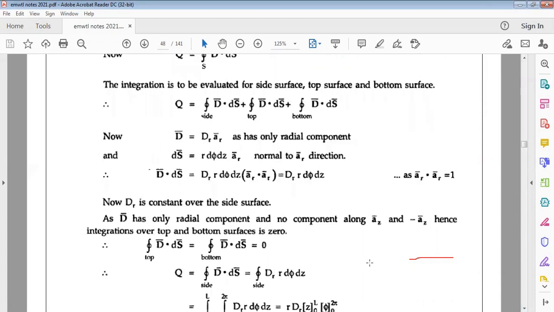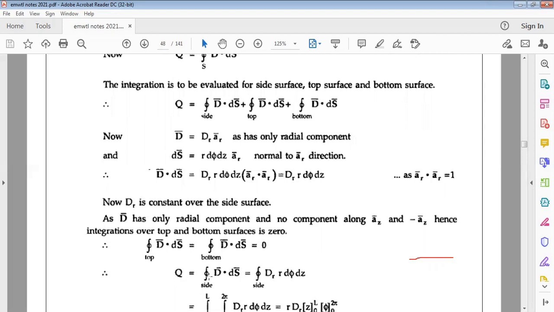Why is it 0, my dear students? Top and bottom means, see, previously I told you that there is an equilibrium whenever the charge is uniformly distributed on the z-axis. The topmost and the bottommost are a zero zone. So according to Q is equal to integral D bar dot dS bar, the top integration and the bottom integration are both zero. Consider this a positive axis and this a negative axis at the bottom. Both are zero, and both get cancelled.